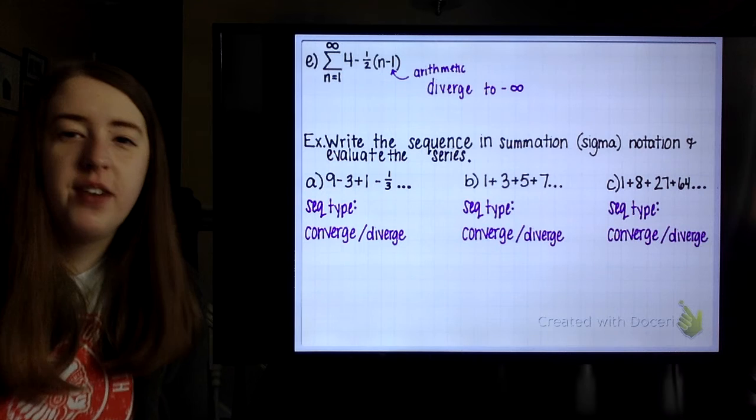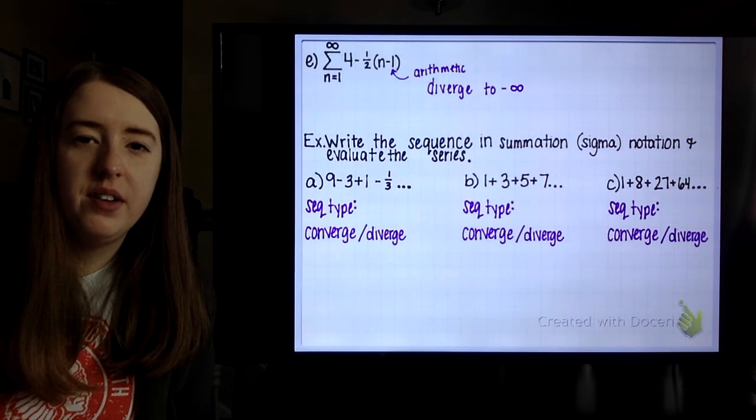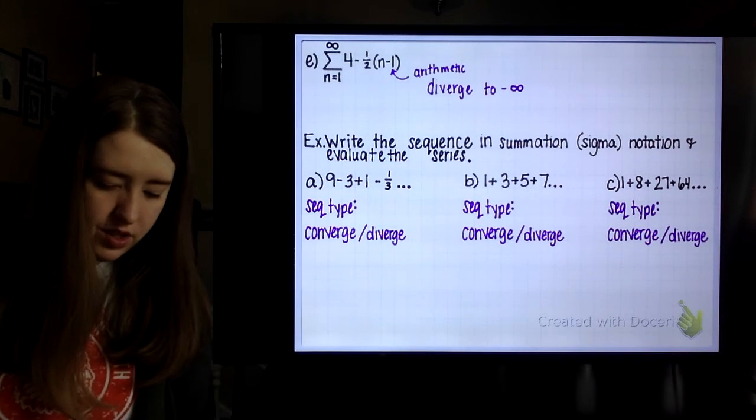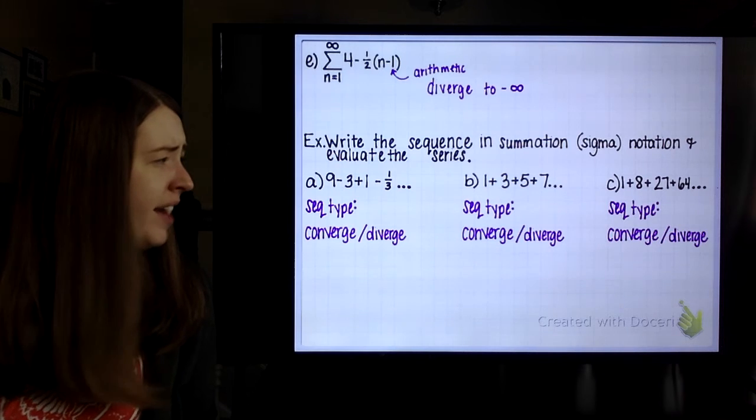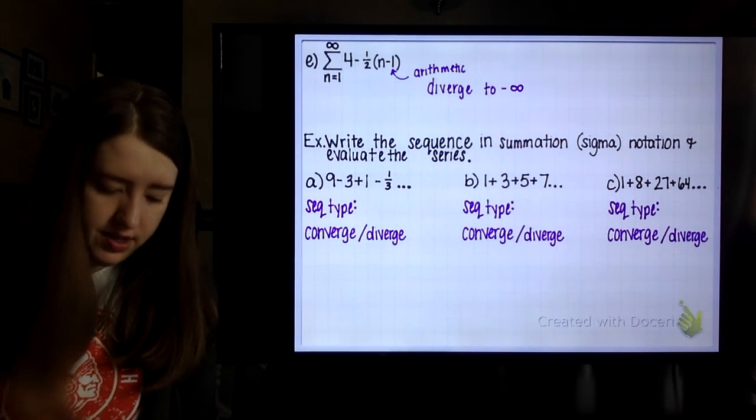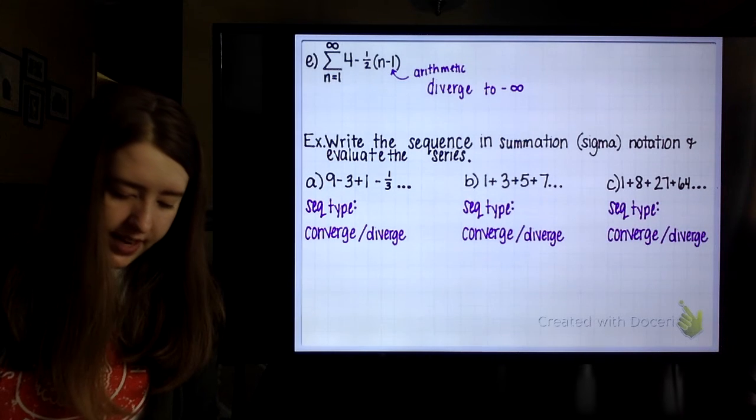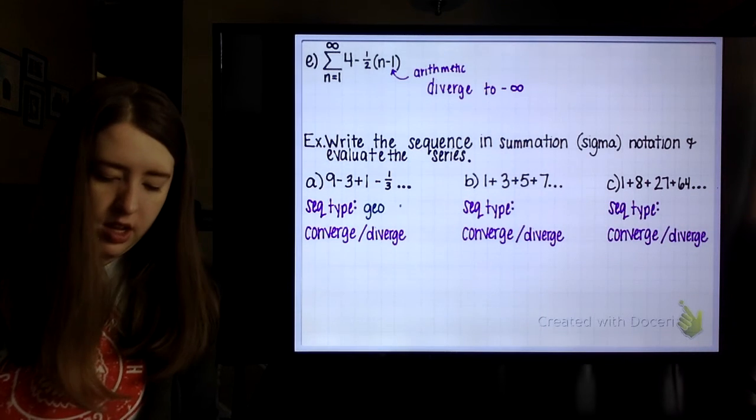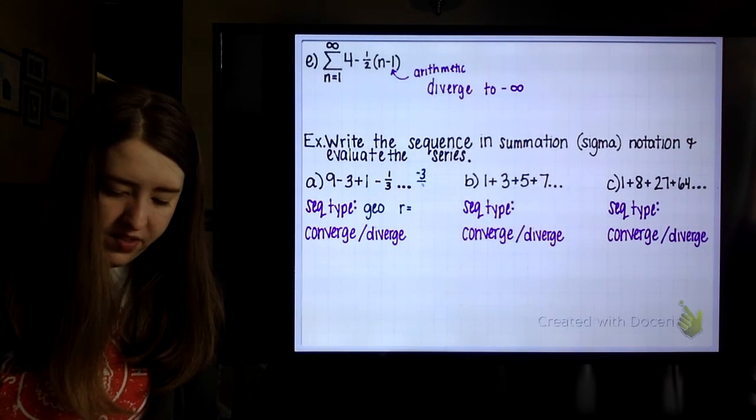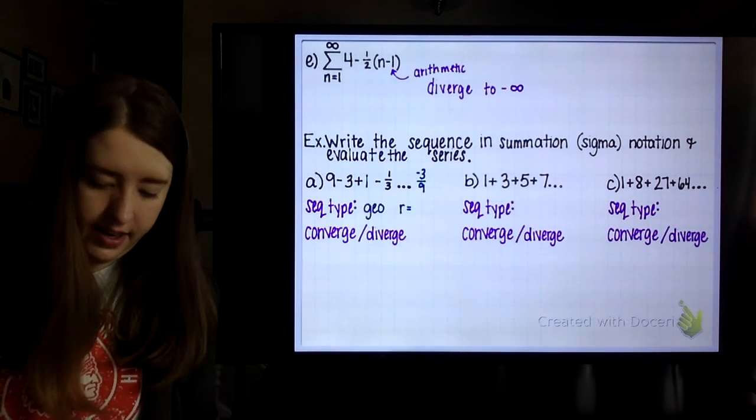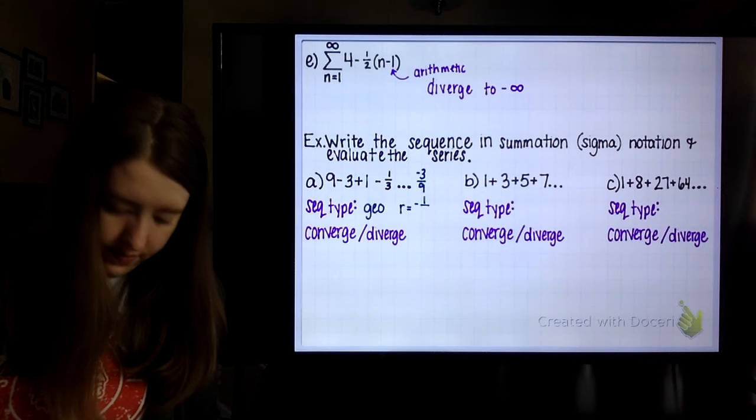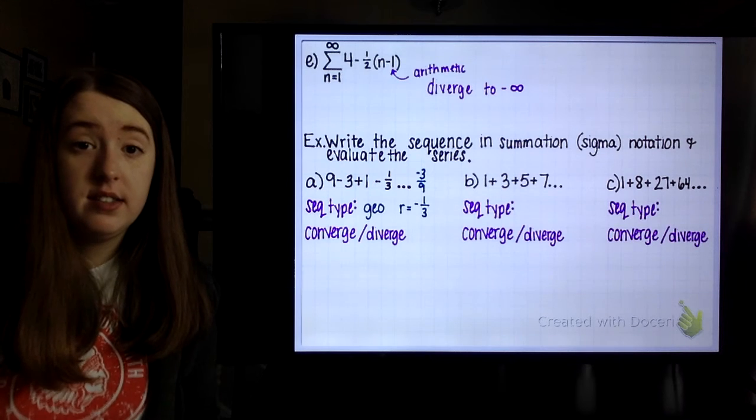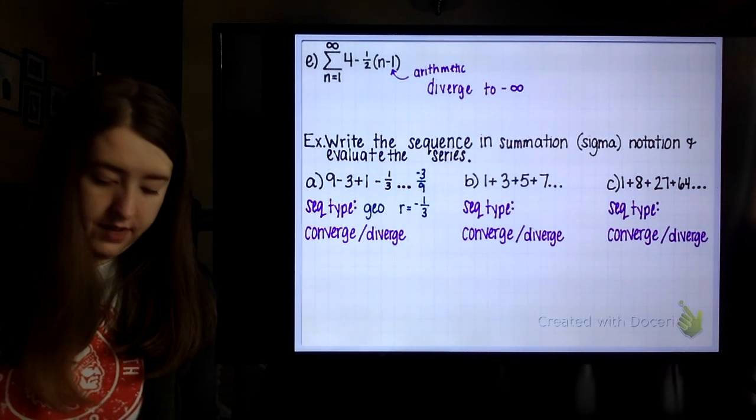Now we want to write the sequence in sigma notation, and then evaluate the series. So first of all, I have 9 minus 3 plus 1 minus a third. I'm multiplying every time. So that's geometric. If I take the second term divided by the first term, so negative 3 divided by 9, that leaves me with negative 1/3 for my common ratio. So what does that common ratio tell us? Does that converge or diverge? That sucker converges.